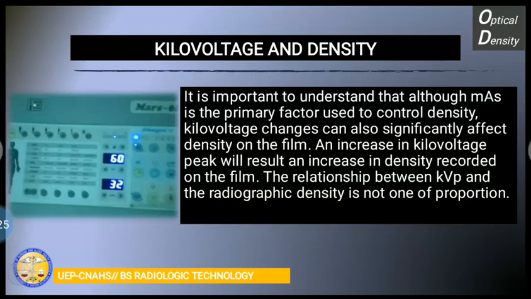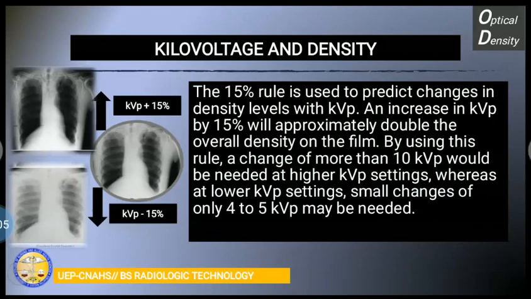The relationship between kVp and the radiographic density is not one of direct proportion. So unlike earlier with mAs, where if you double the mAs, the density doubles, and if you halve the mAs, the density is halved, that is not the effect of kVp. If you double the kVp, the optical density will not double. If you halve the kVp, the optical density will not be halved. That is not its effect. This is the 15% rule.